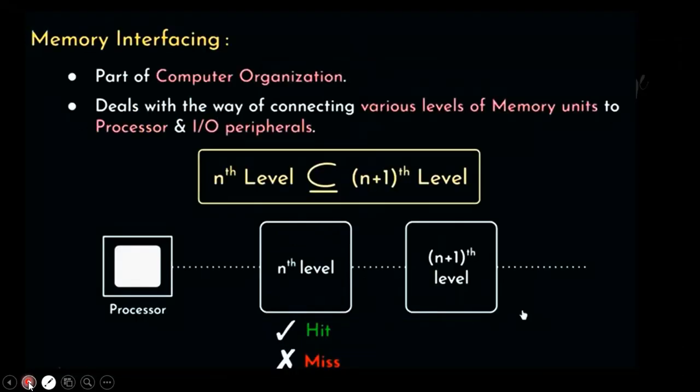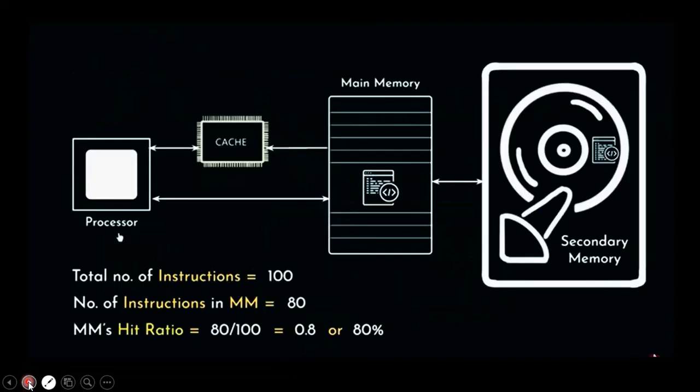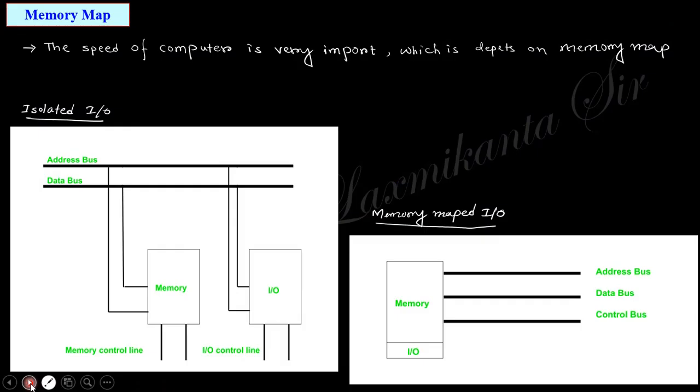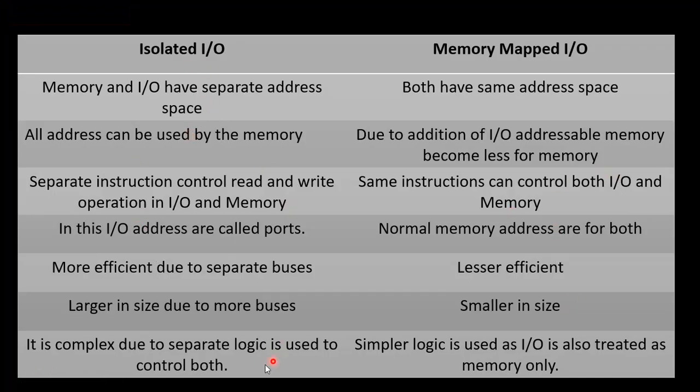Memory interfacing is where the input output signals are connected with the memory. You can see the cache memory is connected here. And for the memory map, there are two types: isolated input output and memory mapped input output. Isolated means the address bus and data bus are connected with memory as well as the input output devices separately, but in memory mapped, the input output device is connected with the address bus and control bus through the memory. So there is a difference written here, you can read it.